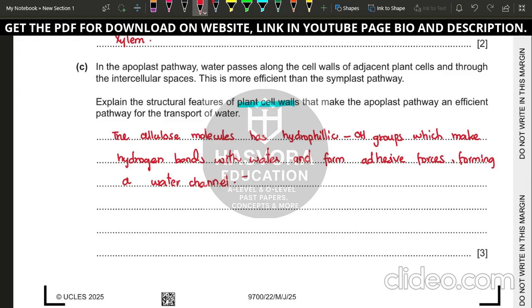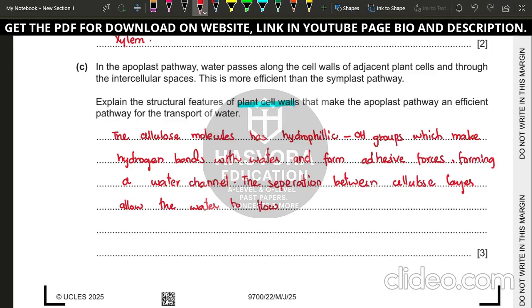So the separation between cellulose layers, because they are arranged in the parallel sequence, so the cellulose layers have some space, and that's why the water flows between them. So the space between the cellulose layers allows the water to flow.